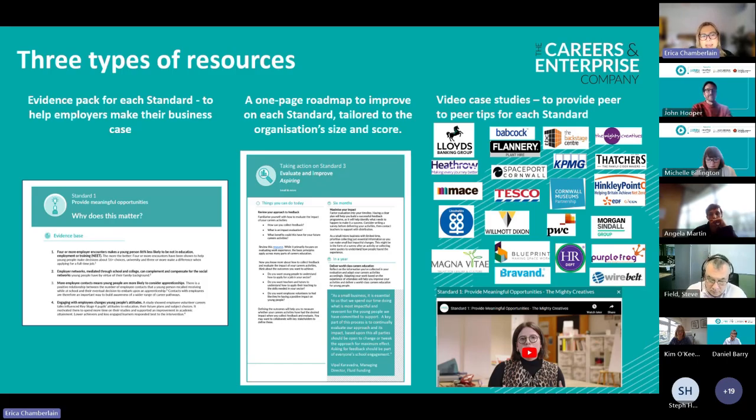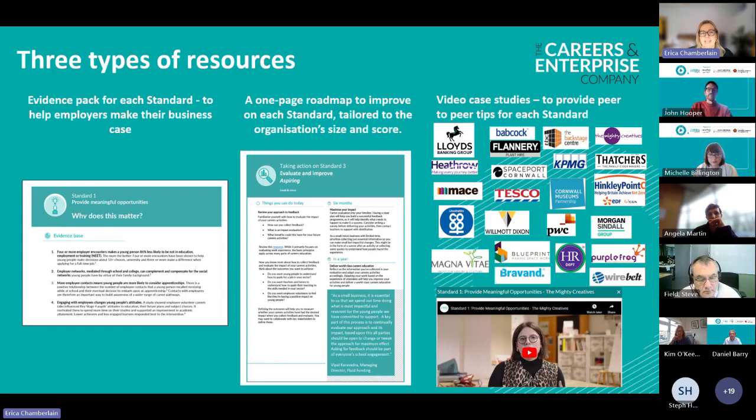And what that does then is it gives you an evidence pack. So why does this matter as a business? If we're doing this, why should I provide meaningful opportunities? If you want to build a business case, talk to others in your board, maybe talk to those in your business, really get people involved. It provides all the evidence of why it's really important to do that standard.